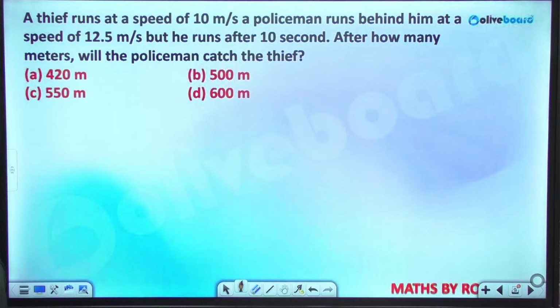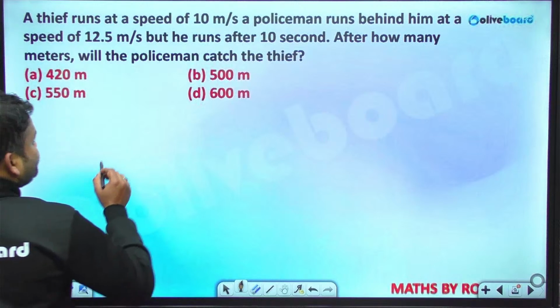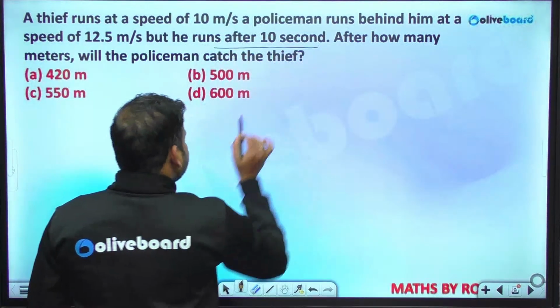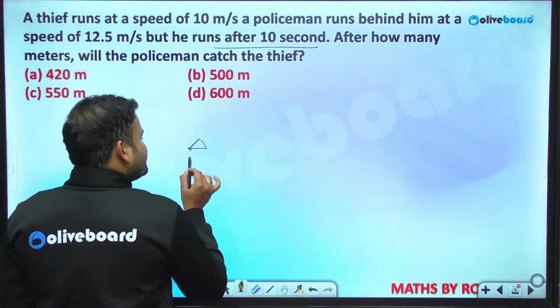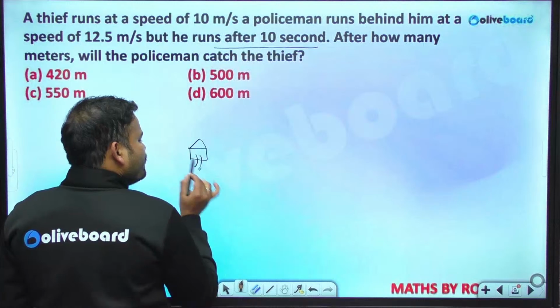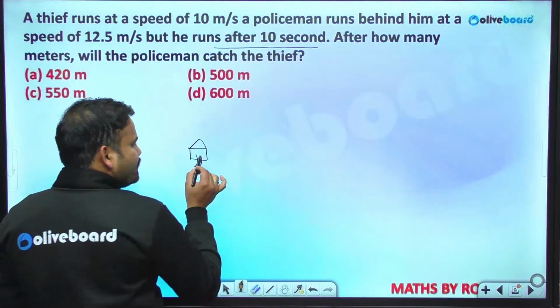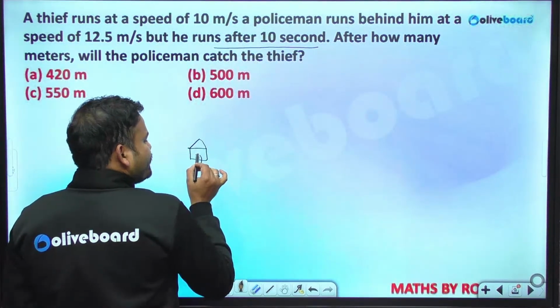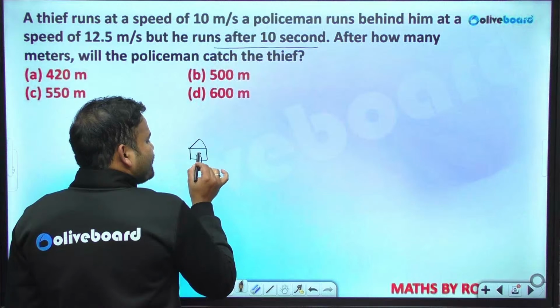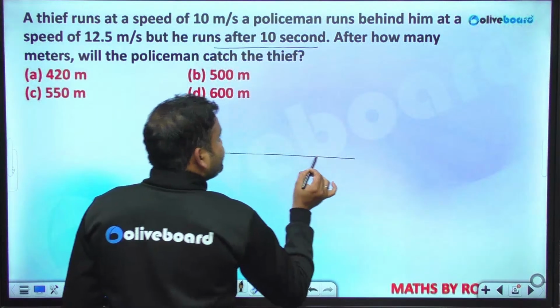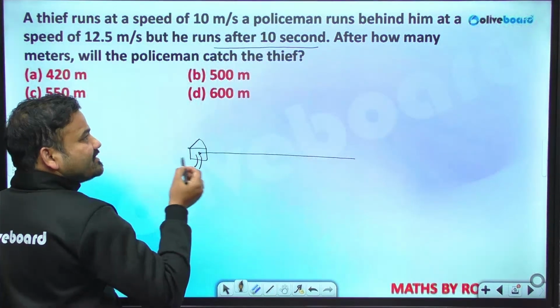Okay, a thief runs at a speed of 10 meter per second. A policeman runs behind him at a speed of 12.5 meter per second, but starts after 10 seconds. That means, let's say, this is a particular home where the theft occurred. So the thief was over here. He steals the car and he runs at a speed of 10 meter per second. The policeman chases him after 10 seconds.